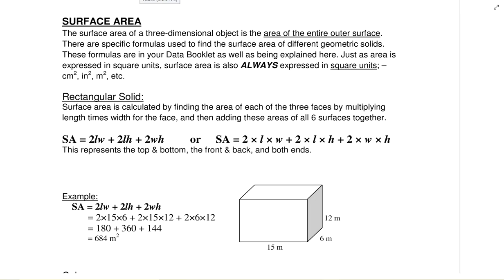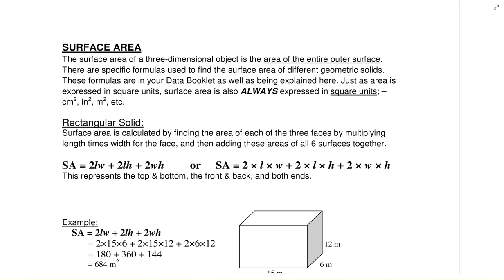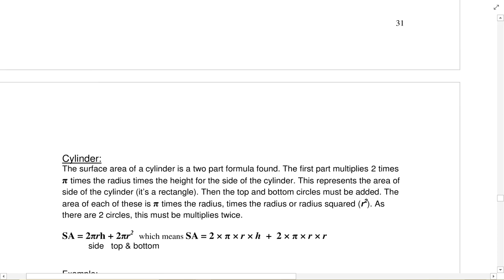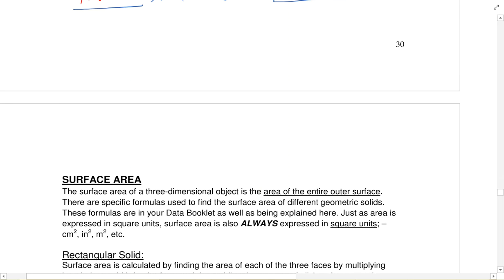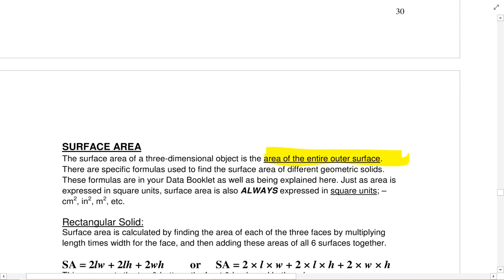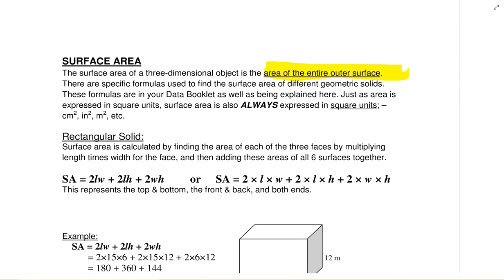Hello class, today we're going to look at surface area. So surface area is the area of an entire outer surface. Okay, the area of the entire outer surface. So we're going to look at specific formulas that you're going to use from your formula booklet and how to use them. Just like regular area, it's always going to be square units. So centimeters squared, inches squared, meters squared, etc.